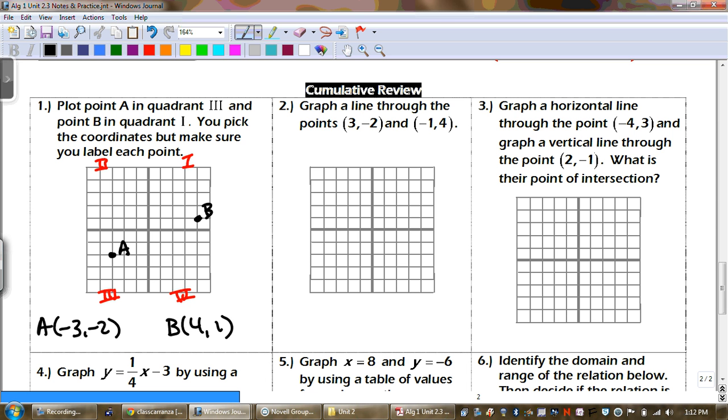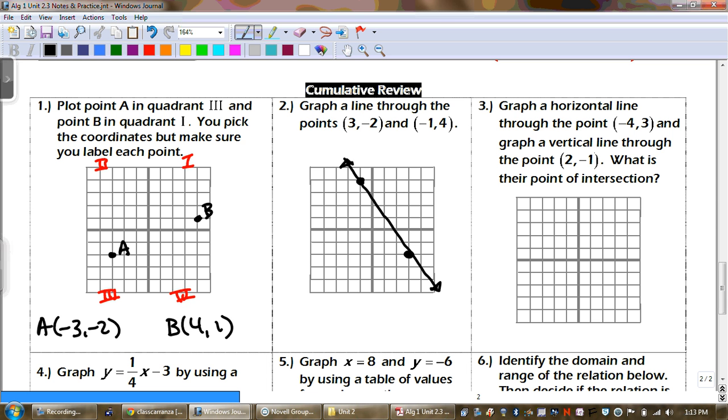All right, 2 says to graph a line through the points 3, negative 2, and negative 1, 4. So what we need to do is to graph those: 3, negative 2, there's my first one, and negative 1, positive 4. It's asking us to graph a line, so we need to draw a line. And all lines have the arrows.